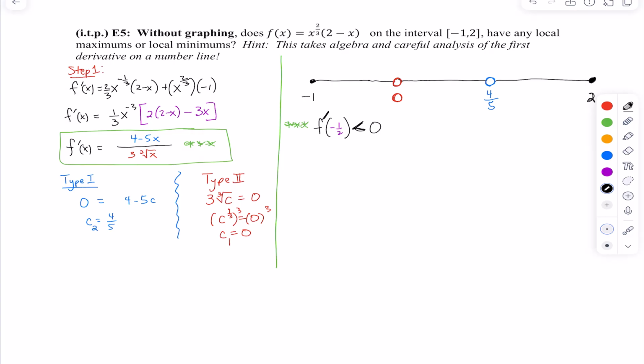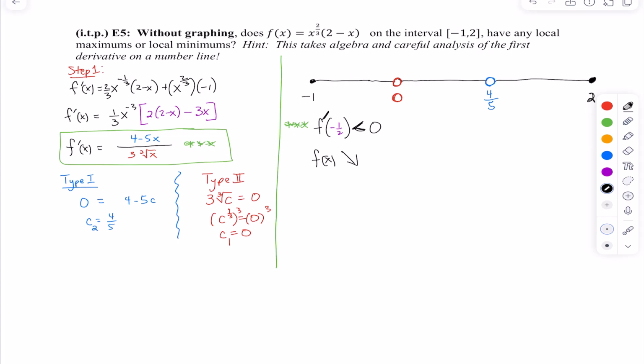Now that's the derivative. So make sure you put the function notation correctly. That tells us that the slope of the tangent line in that interval is always going to be negative. So f of x is actually decreasing on the interval from -1 to 0.